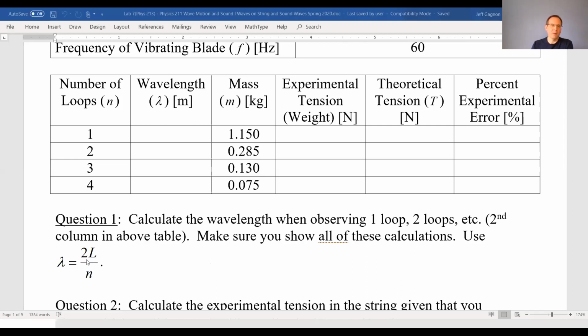Here, we can do the first one together. The wavelength when we're observing 1 loop is simply going to be 2 times 1 divided by 1, which is 2 meters. So you want to do that for each of these, when you're observing 1, 2, 3, 4 loops, and make sure you show me all those calculations.